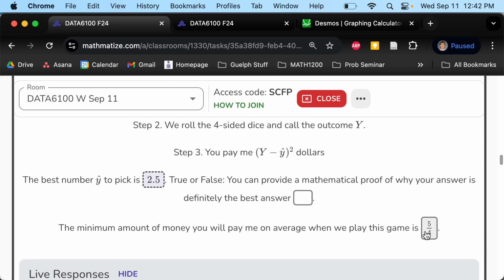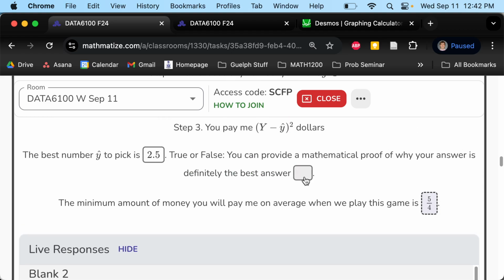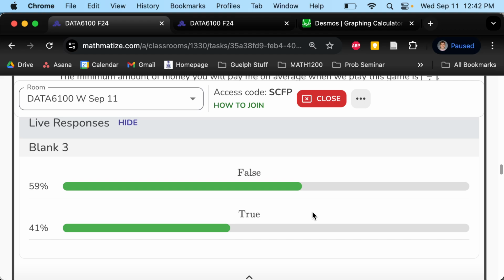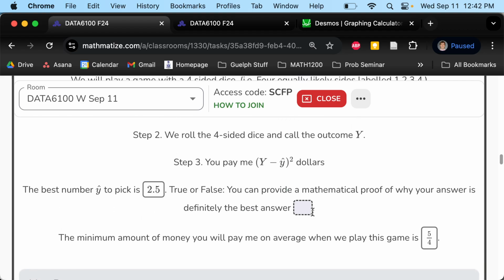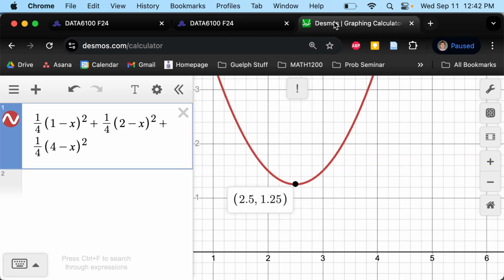I wonder, did anybody get this one right? Let's see. Oh, a few people actually did get it right. Very good. So if you got this right, then probably you chose true over here. Most people chose false, because it's actually quite tricky to show. But that is one way to see that the real answer is 2.5 and the minimum amount of money is 1.25. You plot it on a computer and you see the answer. Any questions about what we've done so far?